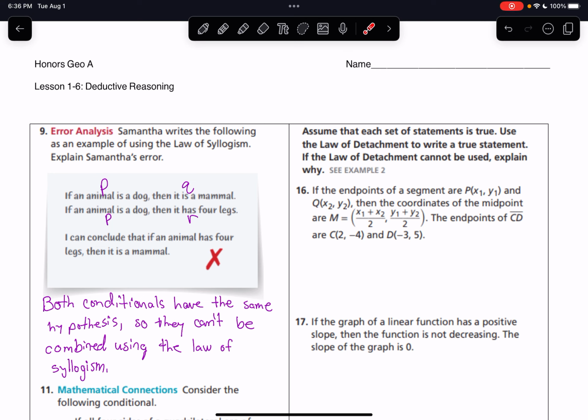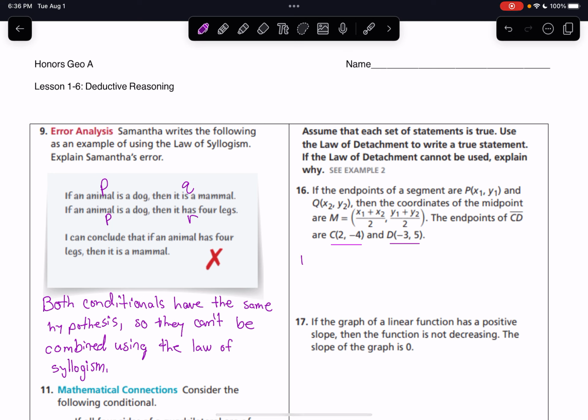The endpoints of CD are C, 2, negative 4, and D, negative 3, 5. So in this case, we could use the law of detachment because we have 2 coordinate points that will satisfy the hypothesis of the statement. So we can go ahead and use the conclusion, right? So we can use these 2 points in the midpoint formula to give us our conclusion.